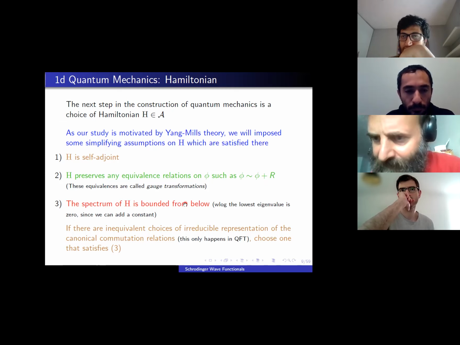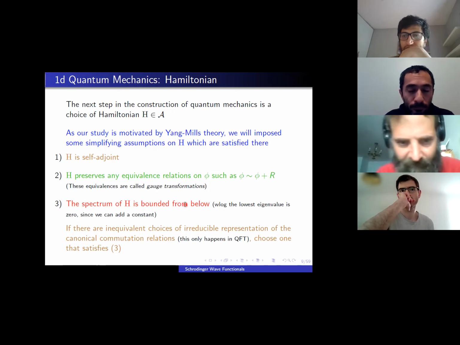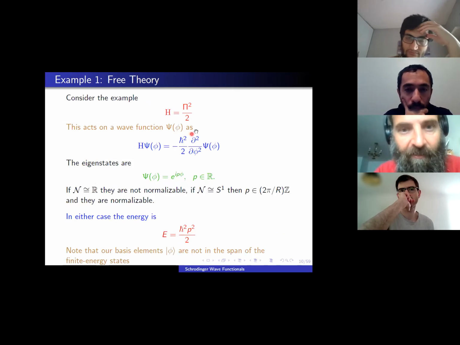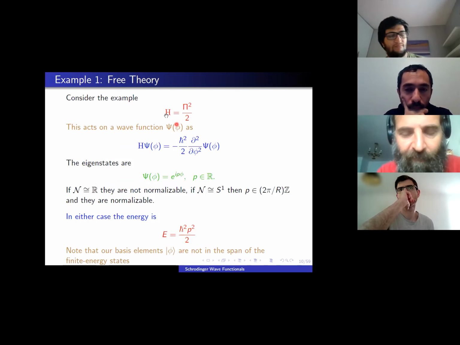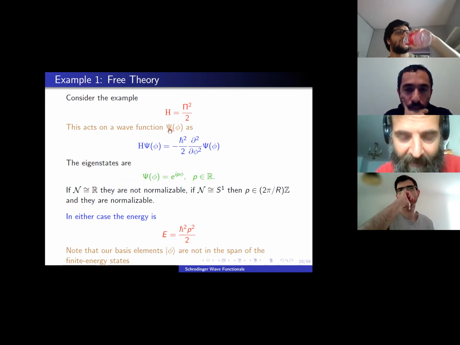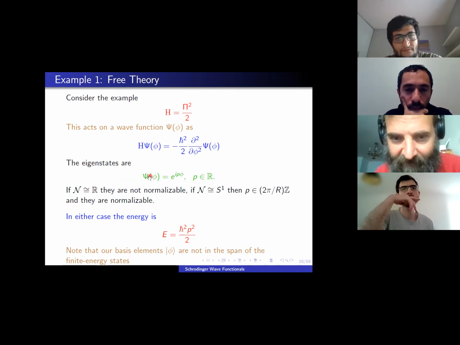Okay, so are there more questions? Okay, so let me give some examples. The first one is where H is just pi squared over 2. I know how pi acts on the wave functions, I've defined that before, and so H acts like this on a function. And so there's a set of eigenstates that looks like this.